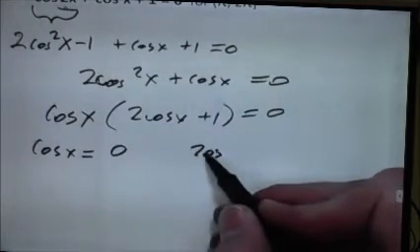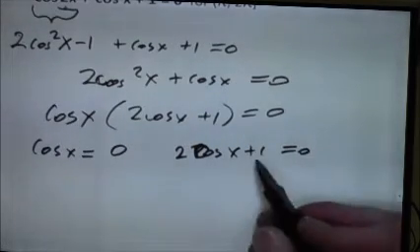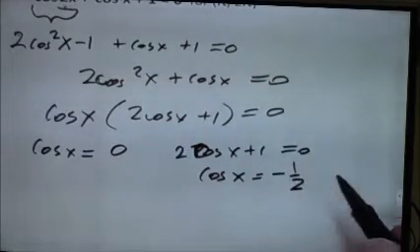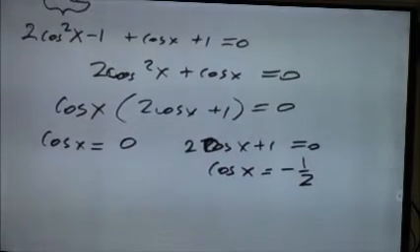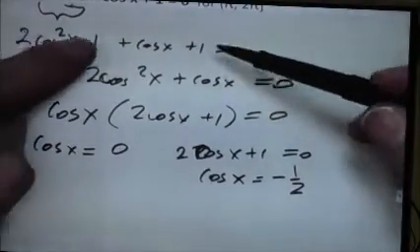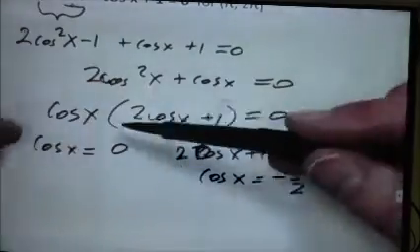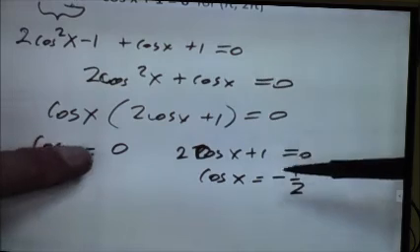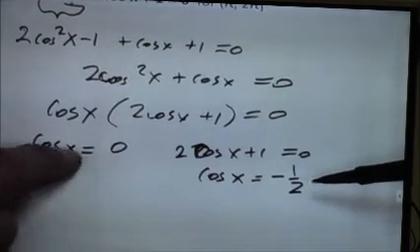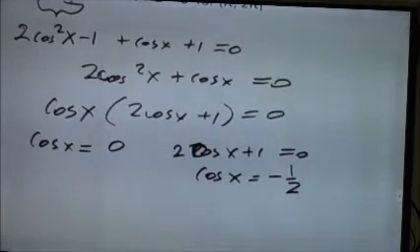So 2 cosine x plus 1 is equal to 0. So minus 1 and divide by 2: negative 1 half. By using that double angle identity, the 1's got canceled out. I had 2 cosines that I could take 1 out as a common factor. I have 2 separate equations, and now I have 2 angles. This one gives me 0 for cosine. This one gives me negative 1/2 for cosine.